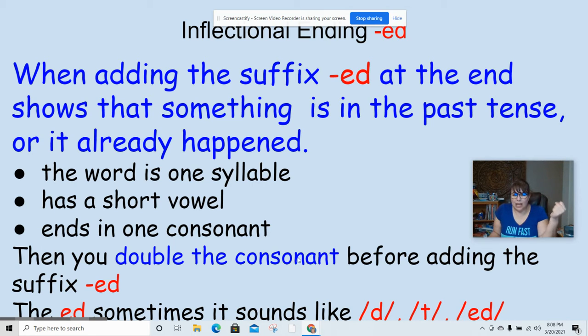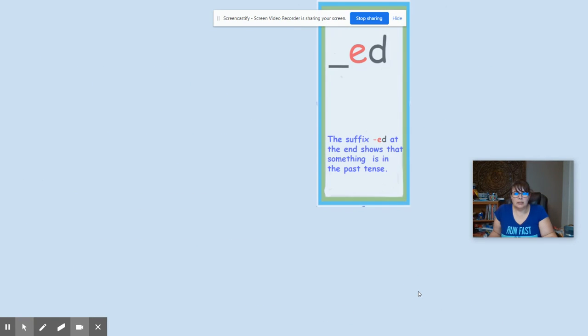Now, the sound for the -ed can vary, and I'm going to tell you when and what sound it will make, depending on the rule for that particular word. So the -ed sometimes sounds like a d, sometimes like a t, and sometimes it sounds like ed. Okay, I'm going to tell you how you're going to be able to know which sound to make. Okay, so we're working on the past tense. It's spelled -ed.